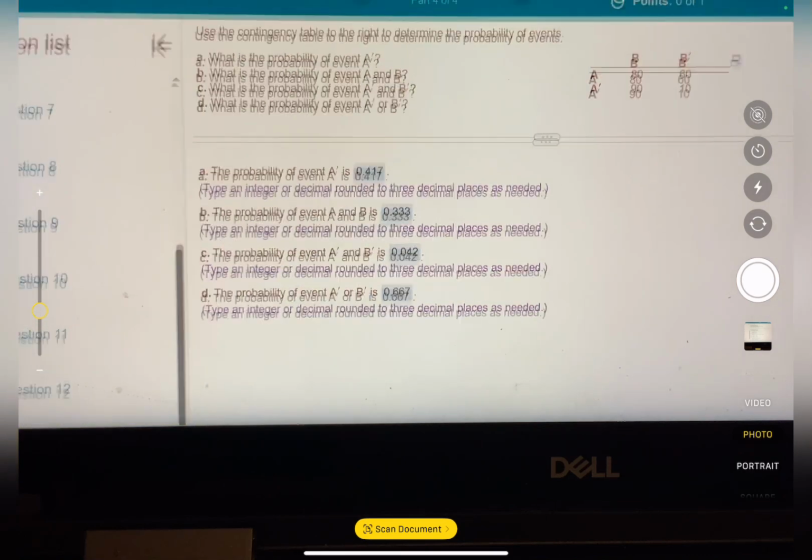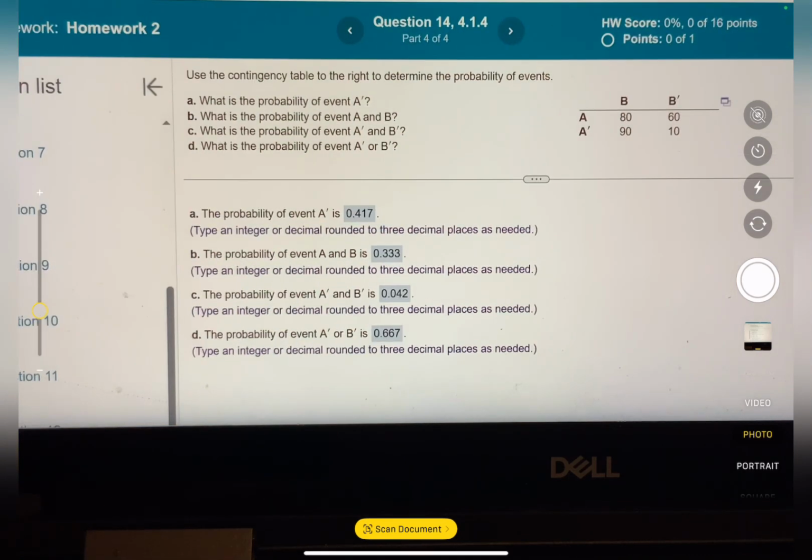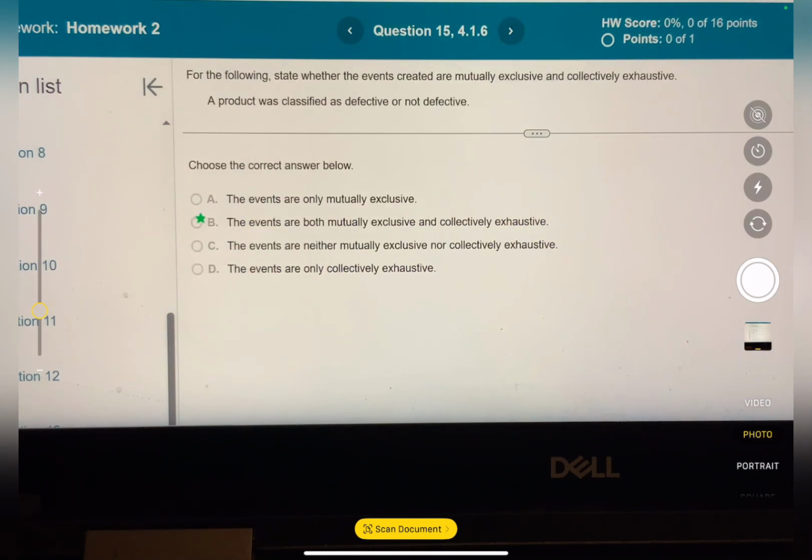0.667. Okay, we got it. Moving to question number 15. Do we have 15? Yeah, 16 questions. Okay, number 15. What do we have here?